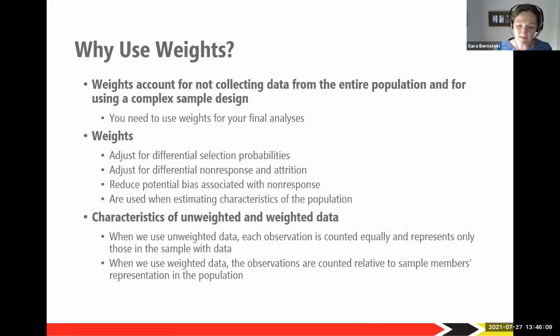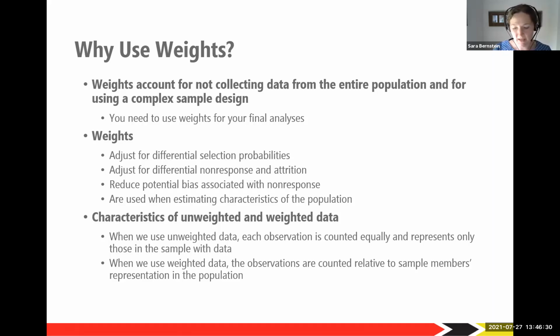So the weights do not adjust for item non-response. If there are individual items in an instrument that have missing data, the weights don't adjust for that. You would need to select some sort of imputation method to adjust for item level missingness.